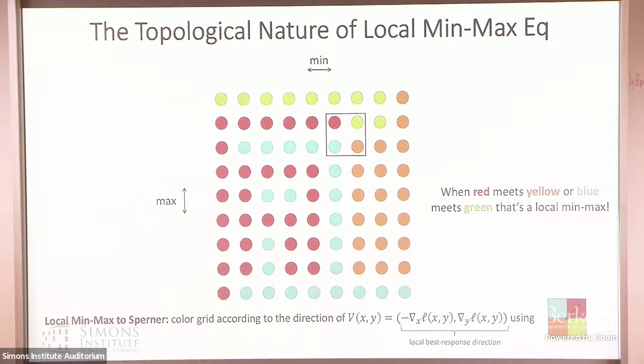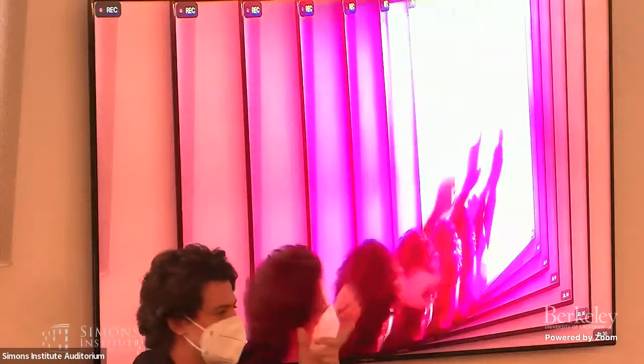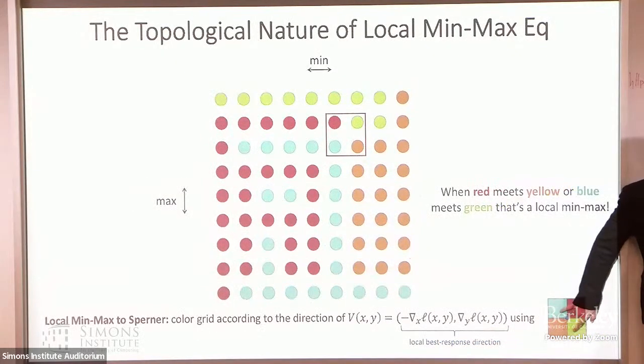Okay? So now, if it so happens that you color using this protocol, and the boundary satisfies Sperner's lemma constraints, then Sperner guarantees that there is a neighborhood where the colors meet. Not all the colors, but either this pair or that pair meets.